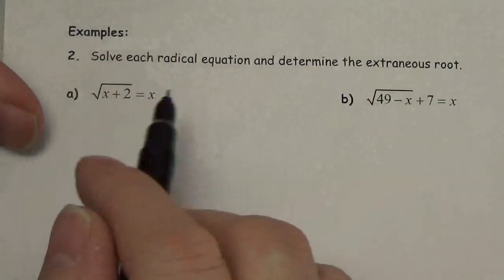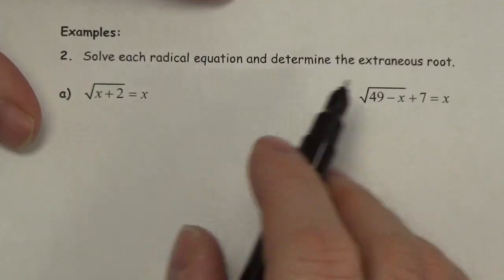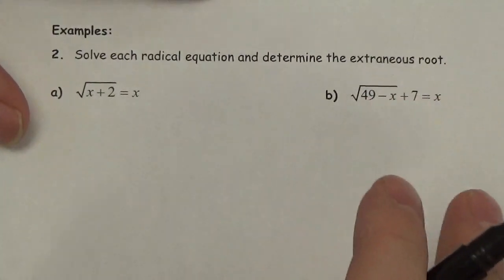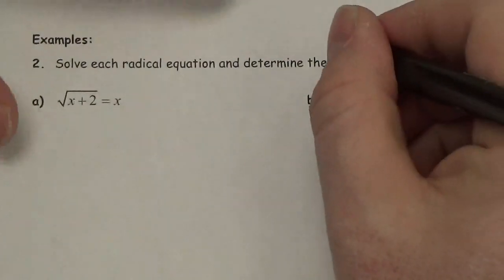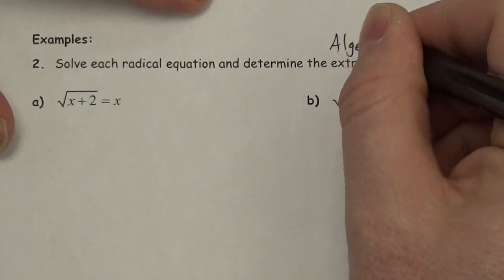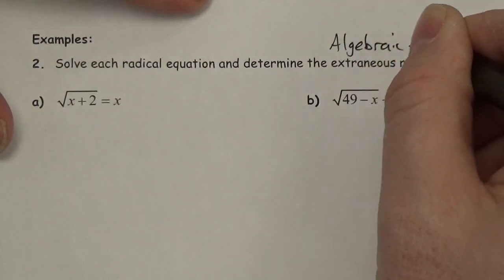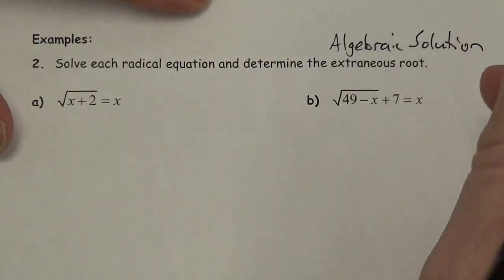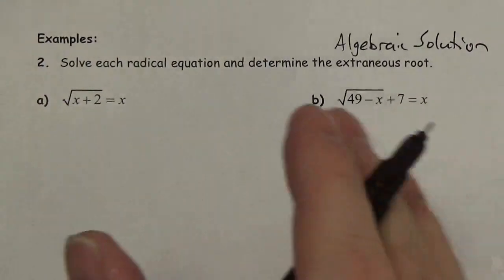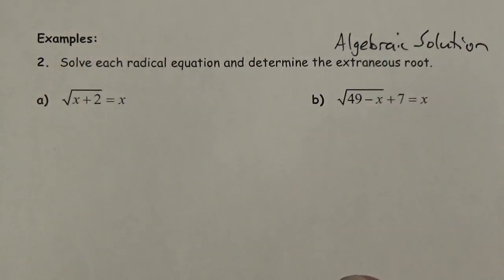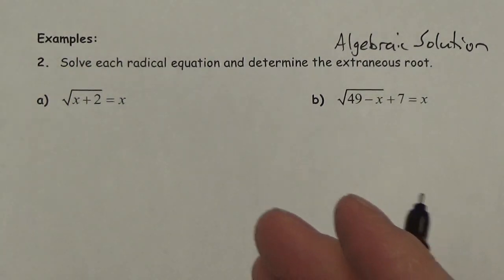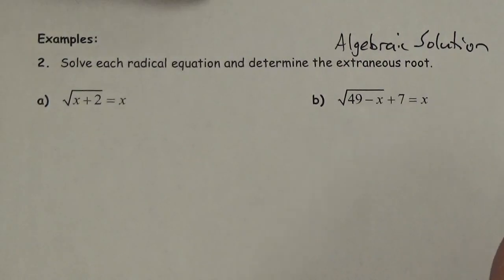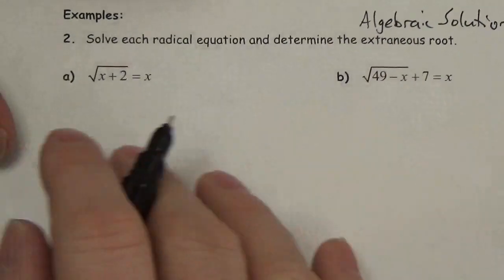Okay, so for this question here, it says solve each radical equation and determine the extraneous root. Now, when it says that, this really implies an algebraic solution. I know that because the extraneous root doesn't pop out when you do a graphical solution. When you do a graphical solution, the calculator will only give you the actual roots. It won't give you the extraneous ones. So this is an algebraic solution here. So let's take a look.